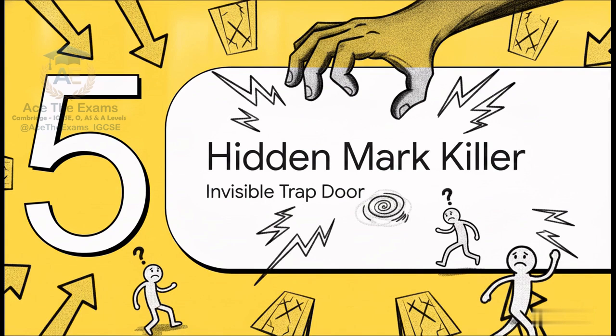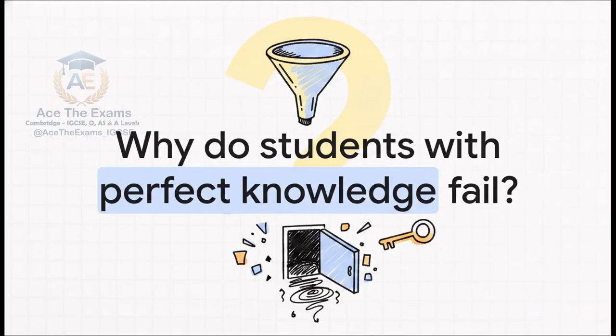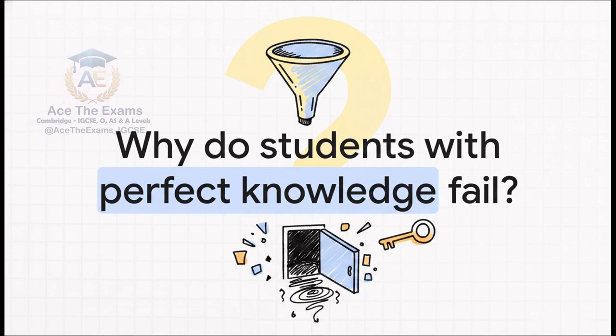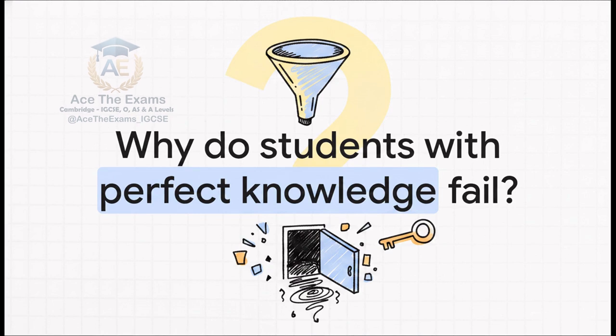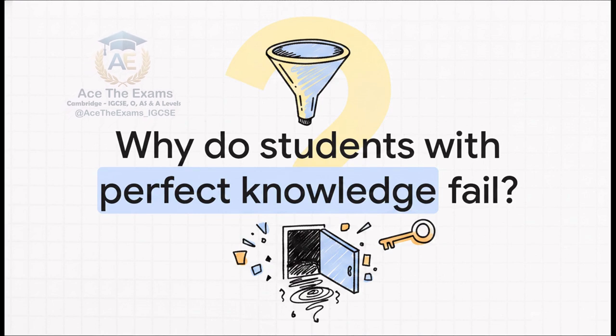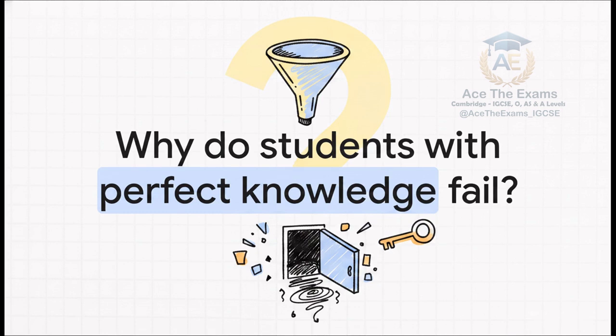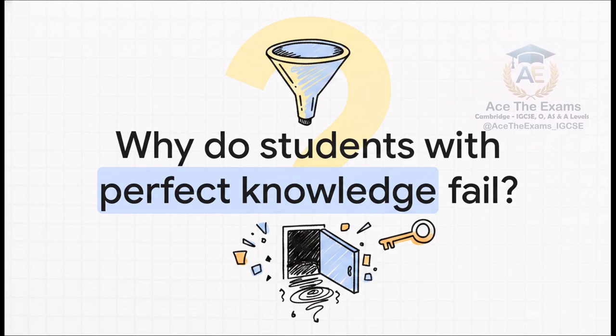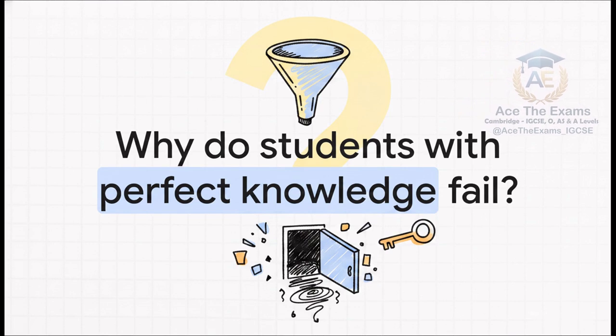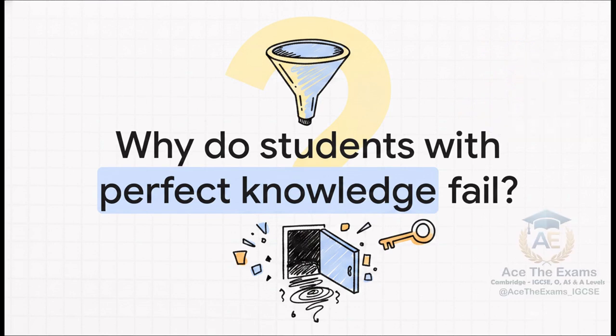Section 5. The hidden mark killer. But here is the most terrifying part of all this. You can totally master the PLJ framework. You can avoid those 3 fatal errors we just talked about. You can literally know the textbook inside and out. And there is still one massive hurdle that trips up even the very best students. It begs the ultimate question, why do students with absolutely perfect knowledge of data and information still fail to hit the top mark band? Like, what is this invisible trapdoor that drops their grade?